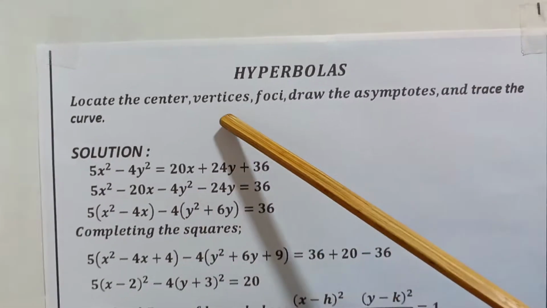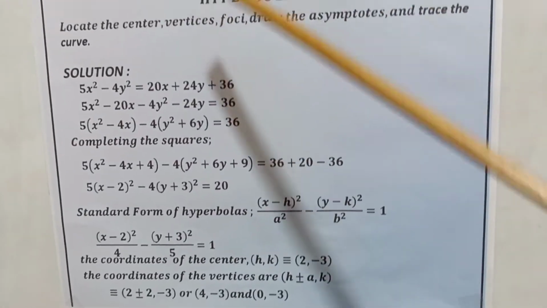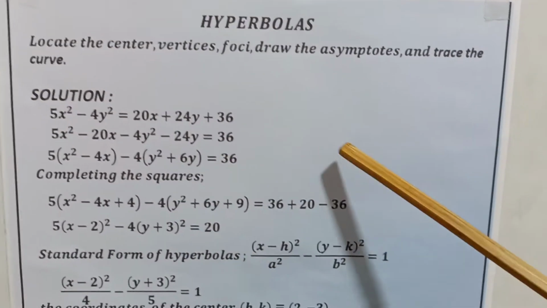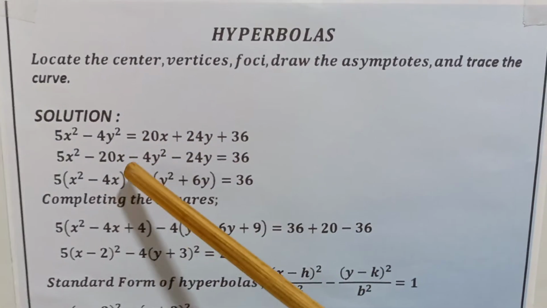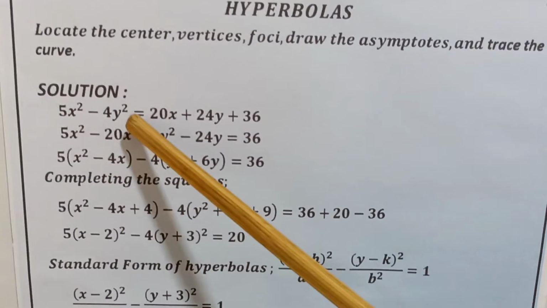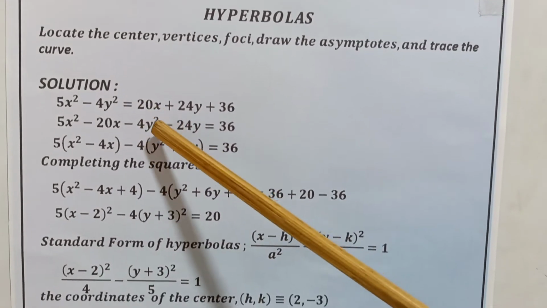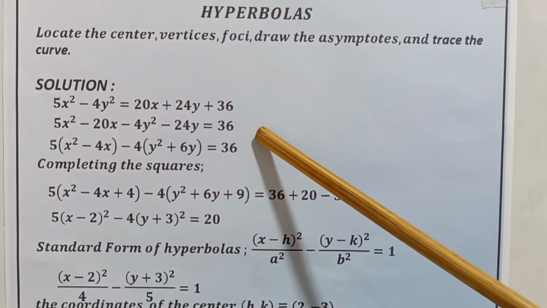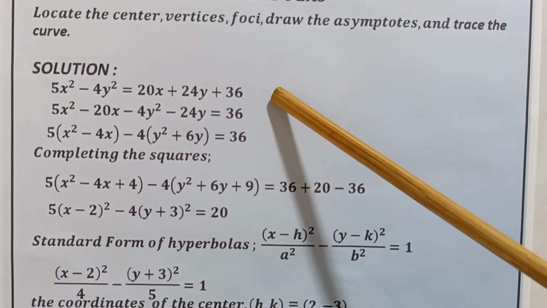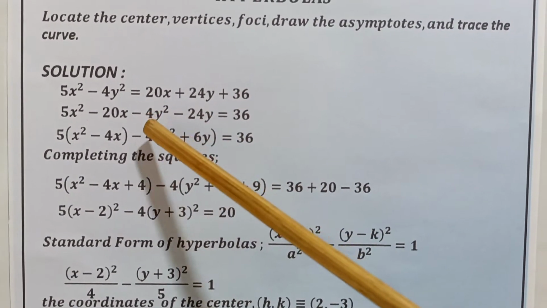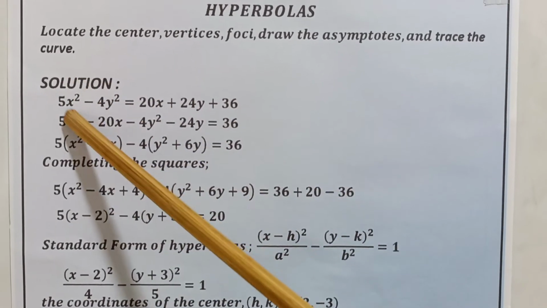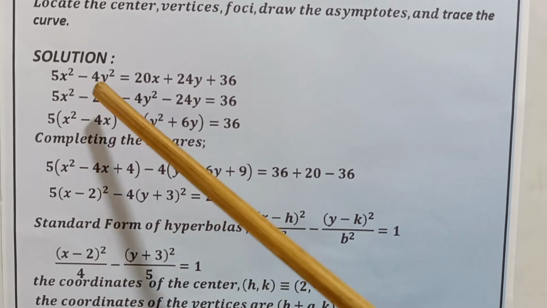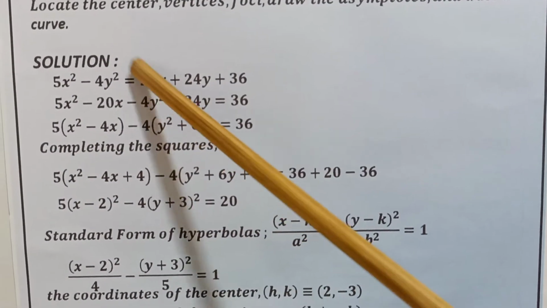We go to the second problem of the hyperbolas. We're going to locate the center, vertices, and foci, as we have done in the first example. Draw the asymptotes and trace the curve. We are given here 5x squared minus 4y squared is equal to 20x plus 24y plus 36.